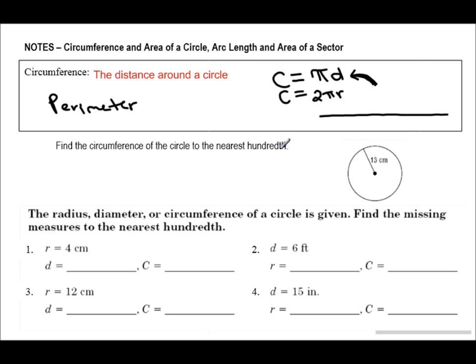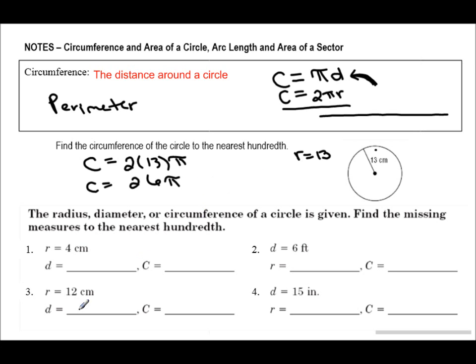To find the circumference of the circle, we first would identify whether or not we have a radius or a diameter, and in this case we have a radius of 13. So we're going to use the formula 2 pi r. So we take 2 of the radii, 2 times the radius, times pi. So it would be 26 times pi.